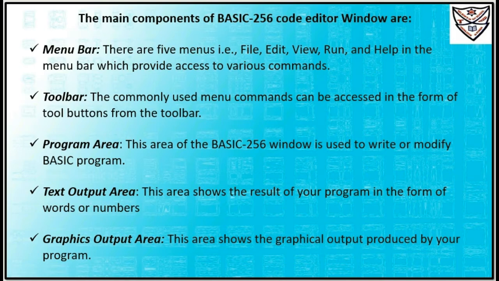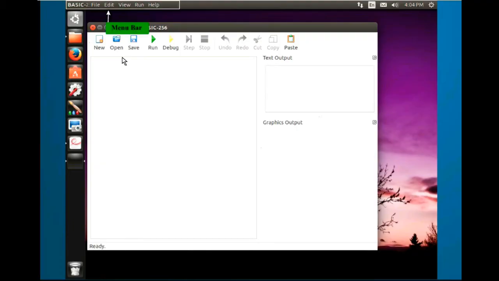The main components of the BASIC-256 code editor window are: Menu bar. There are 5 menus, that is File, Edit, View, Run and Help in the menu bar, which provide access to various commands. Toolbar. The commonly used menu commands can be accessed in the form of tool buttons from the toolbar.